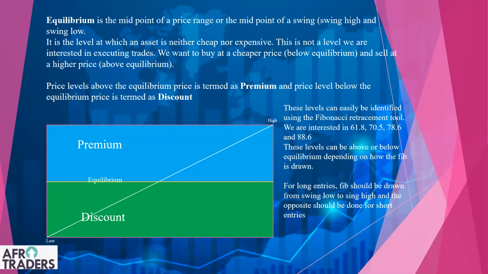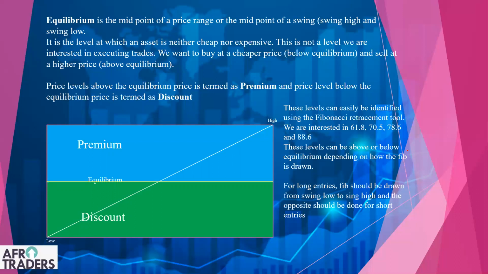So first of all, what is the level for the equilibrium price? The equilibrium price level is 50% of the range. So half of the range is what we call the equilibrium price. Other levels above that are 61.8%, 70.5%, 78.6%, and 88.6%.